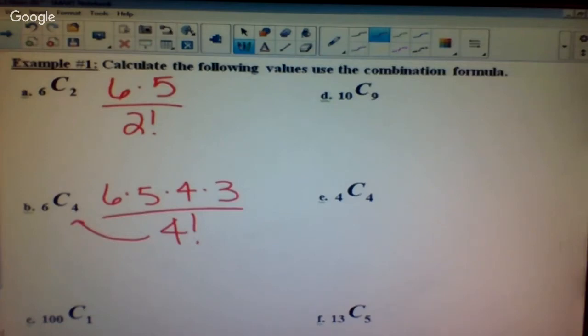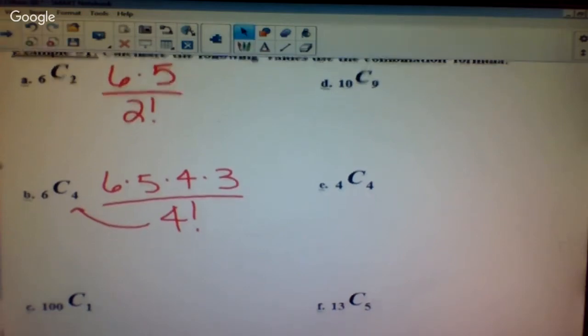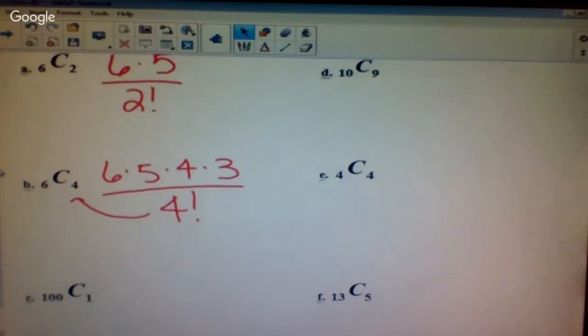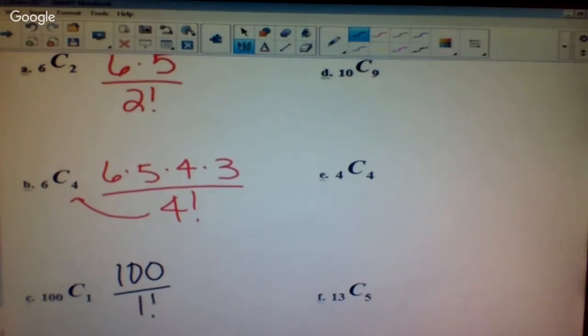Alright. Factorial. Okay. So this one down here, as a permutation was 100, we divide by 1 factorial. So guess what? Still 100. I'm only choosing one thing. Permutation and combination are exactly the same.